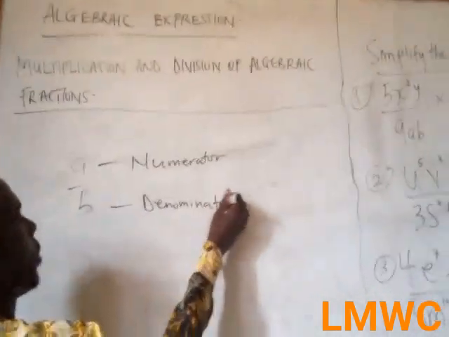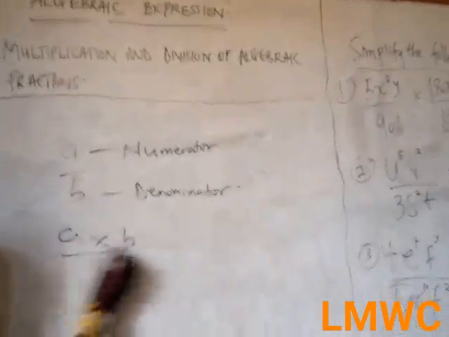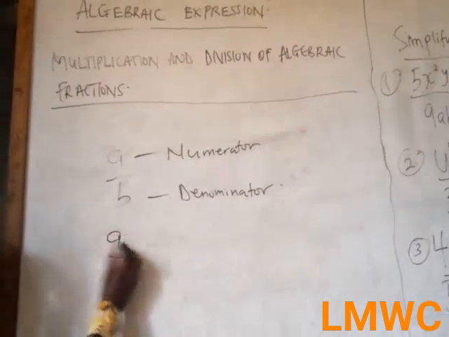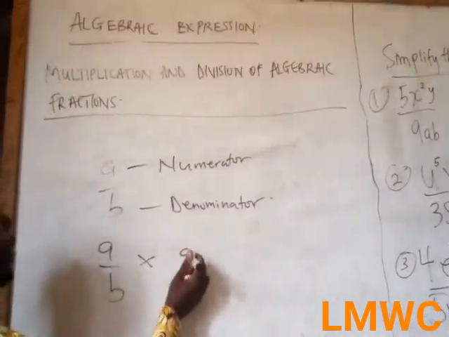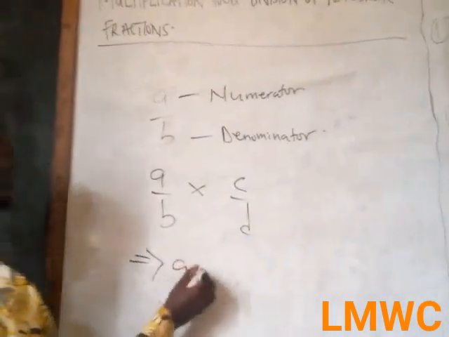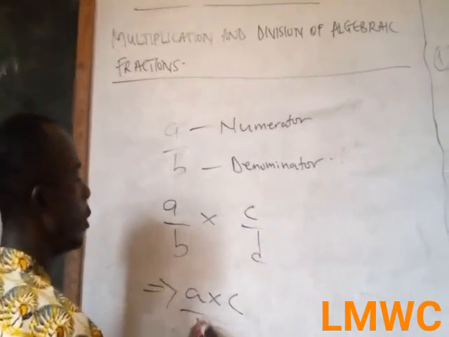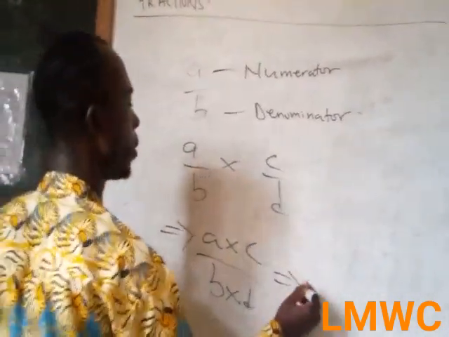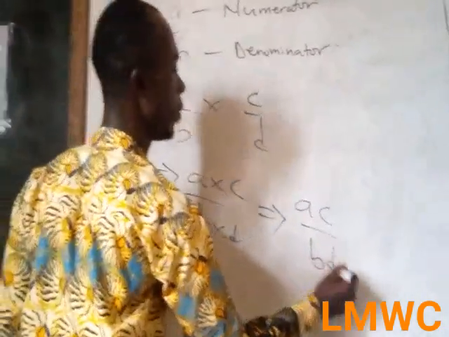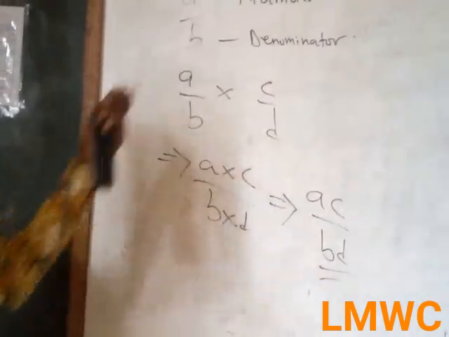And always for multiplication of fractions, we multiply the numerators and also the denominators. If I give you a over b times c over d, you multiply the numerators and the denominators. So a times c is ac over b times d, bd. If there is a common factor that can divide, you divide it.